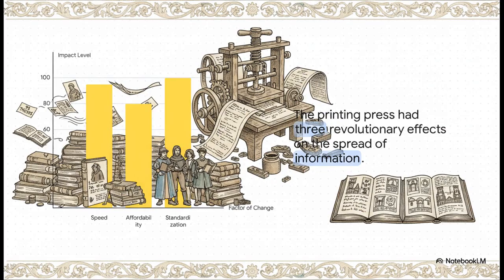This had 3 massive, revolutionary effects. 1. Speed. Ideas could now spread like wildfire. Martin Luther's 95 Theses went viral across Germany in about 2 weeks. 2. Cost. Books suddenly became affordable, not just for kings and nobles, but for a whole new merchant class. And 3. Standardization. Every single copy was identical, creating for the first time a shared, stable body of knowledge.